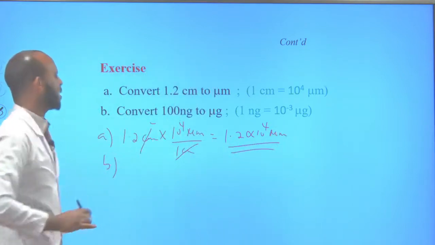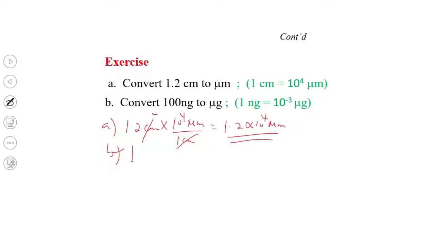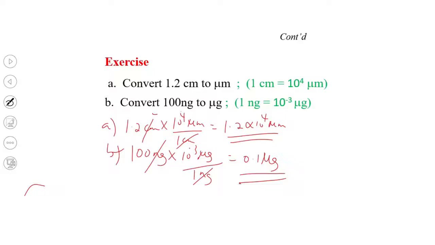B. Convert 100 nanogram to microgram. 100 nanogram times unit of desired quantity, which is microgram, 10 raised to minus 3 microgram, divided by unit of original quantity, which is nanogram, 1 nanogram. Nanogram will be cancelled by nanogram. Now this is the same as 100 times 10 raised to minus 3, which is the same as 0.1 microgram or 10 raised to minus 1 microgram. Good.